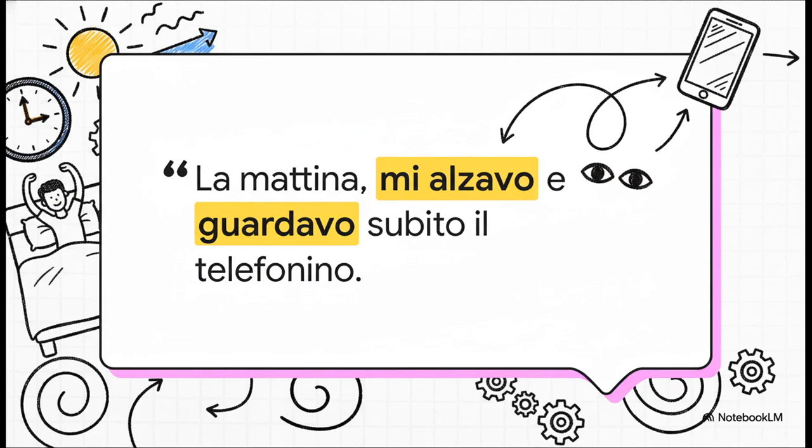Here's a fantastic example of a modern-day routine, all described with the imperfecto. Mi alzavo, I used to get up, and guardavo, I used to check. It's just a really simple, clear way to talk about a past habit.